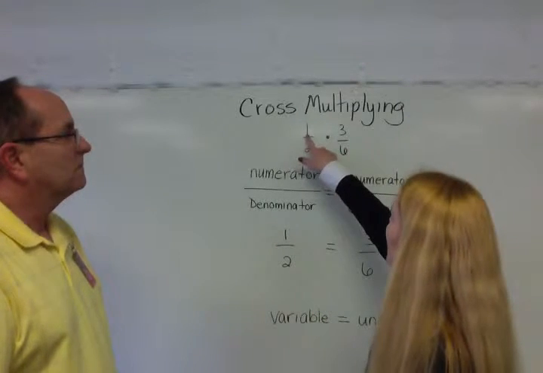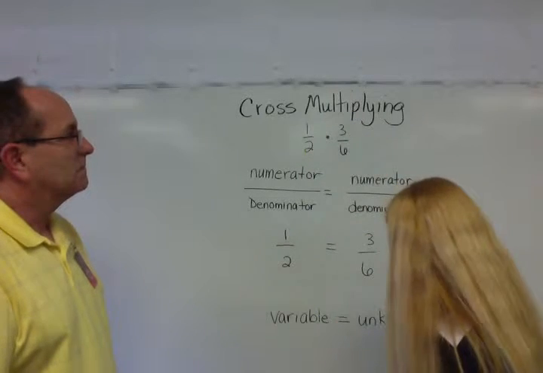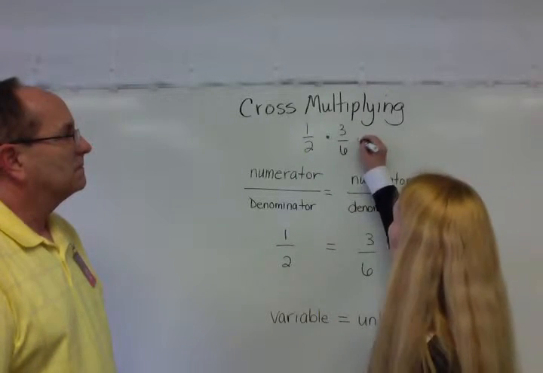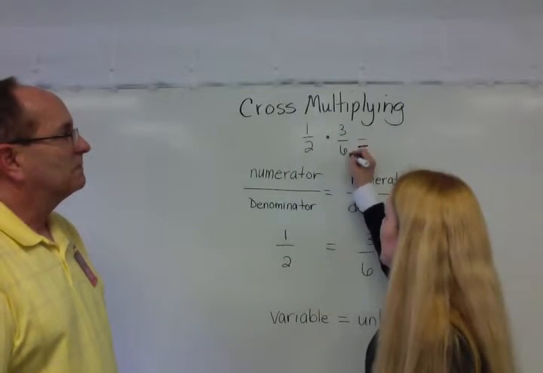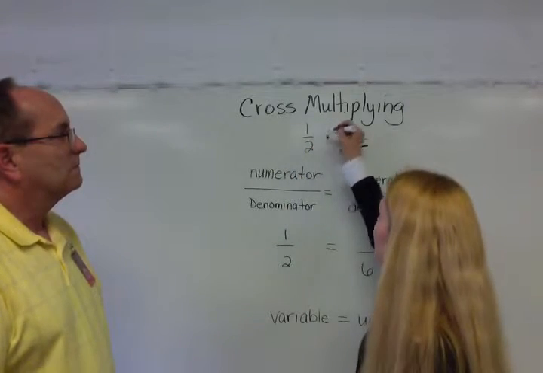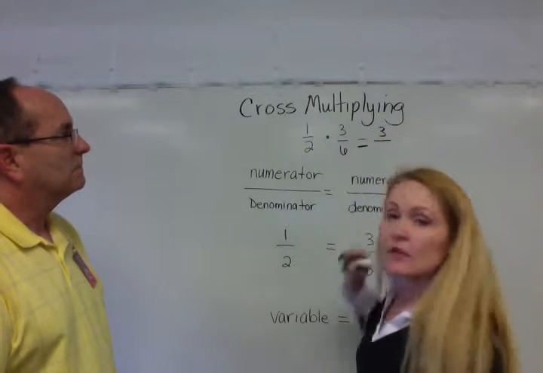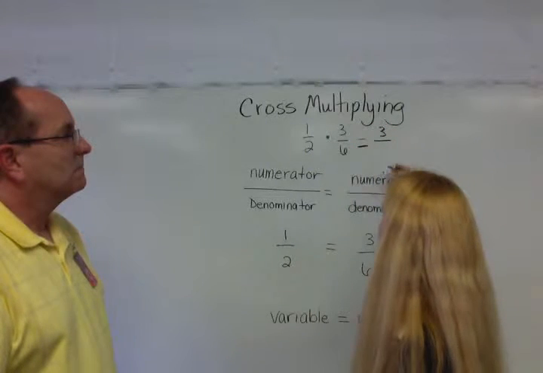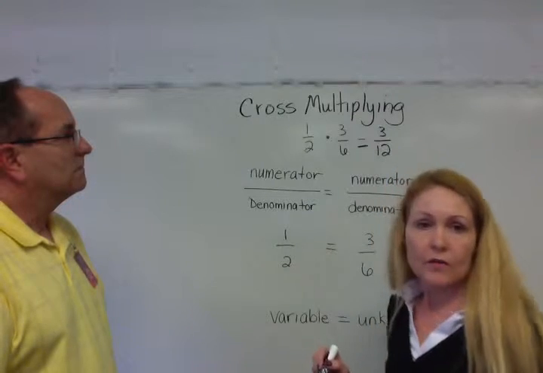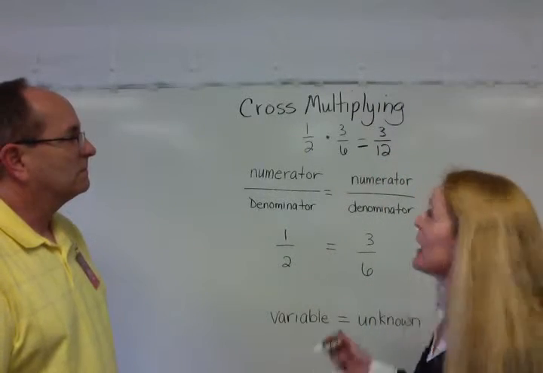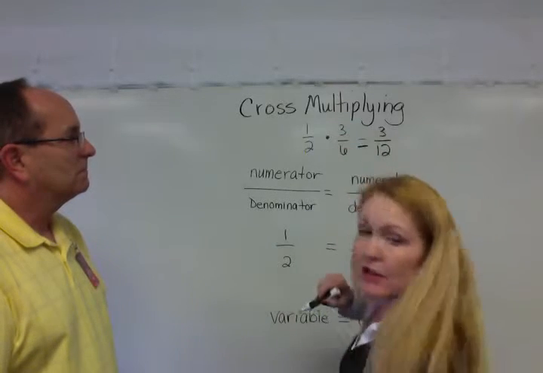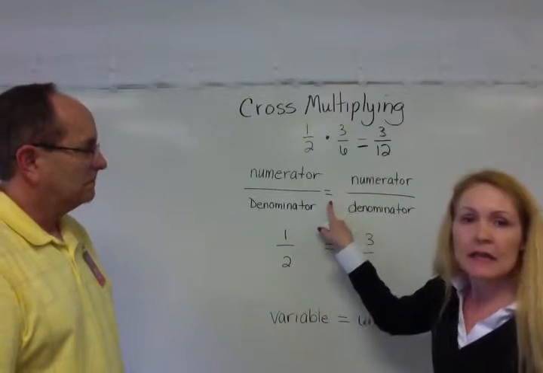Here we have 1/2 times 3/6. When you multiply fractions, you multiply the numerator times the numerator and the denominator times the denominator. So 1 times 3 is 3. 2 times 6 is 12. That is multiplying fractions.